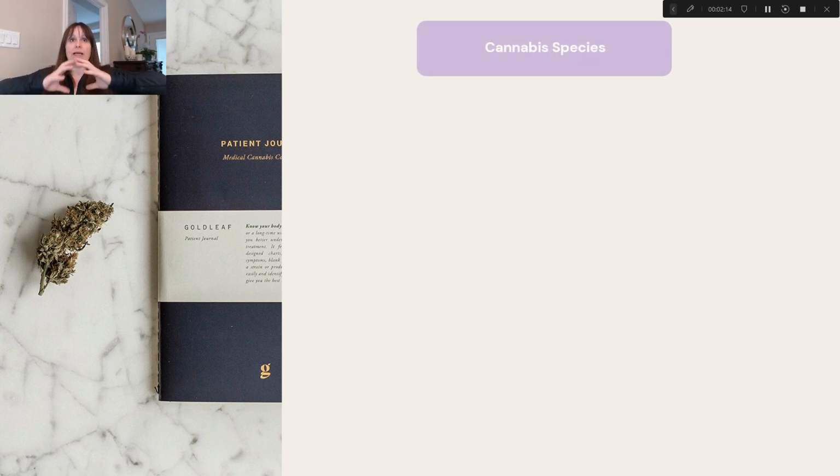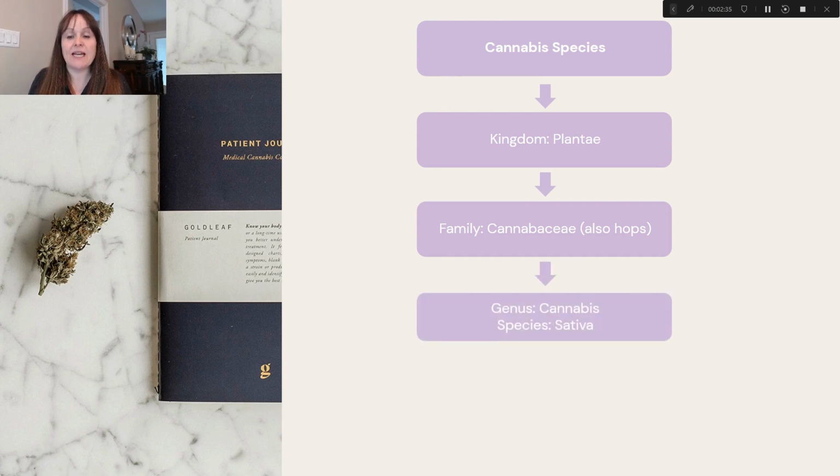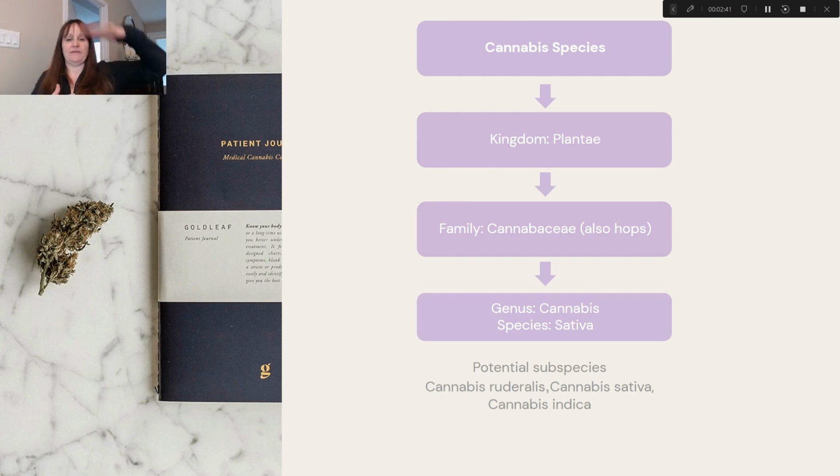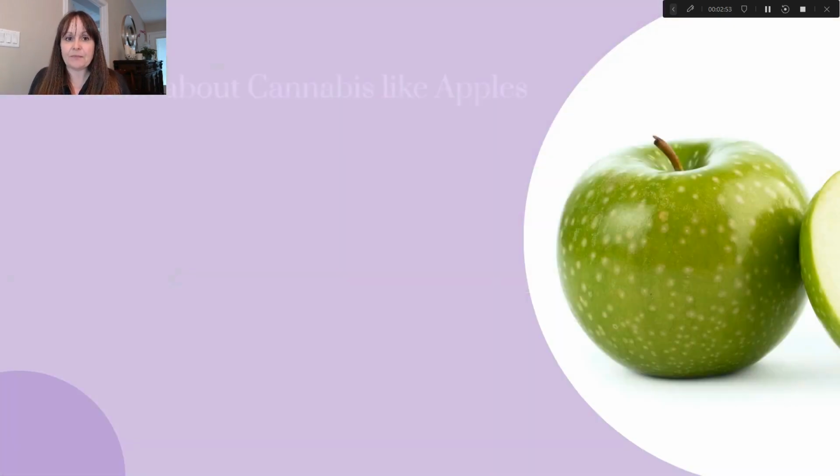Okay, first of all, let's think about it on a really big, meta scale. The cannabis species is classified into several different kingdoms and things like that. It starts out in the kingdom Plantae, and then the family is Cannabaceae. Hops are also in the Cannabaceae family. Then we move down to the genus, which is cannabis, and the species, which is sativa. And then we have these potential subspecies of Cannabis ruderalis and Cannabis sativa and Cannabis indica. And then we get right down to the strain name or the cultivar name, like Blue Dream or Chemdog or something like that. But it is infinitely more complicated than that.